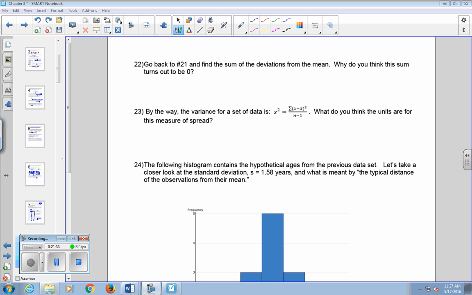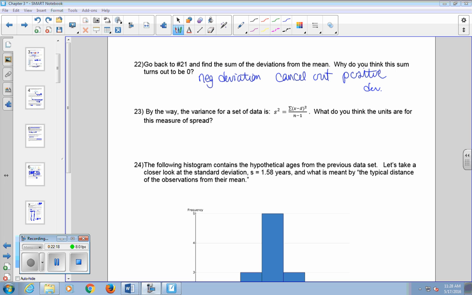It says to go back and look at number 21 and find the sum of deviations from the mean. We did that earlier. Why do you think that when we add up all the deviations from the mean, the sum always turns out to be 0? We just saw that in our last problem too, and it's that the negative deviations cancel out our positive deviations, because the mean is the center of our data set.